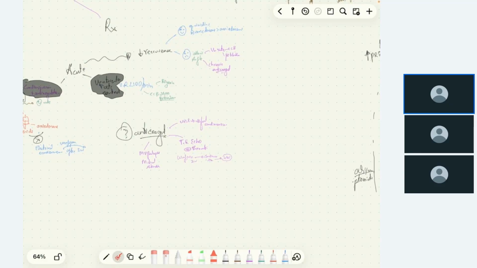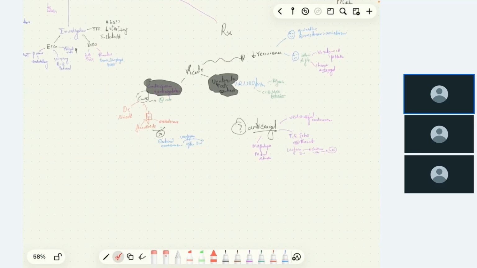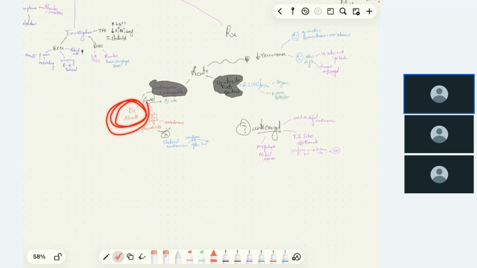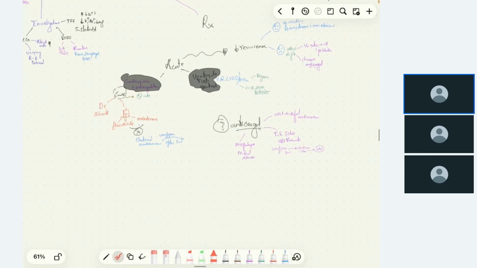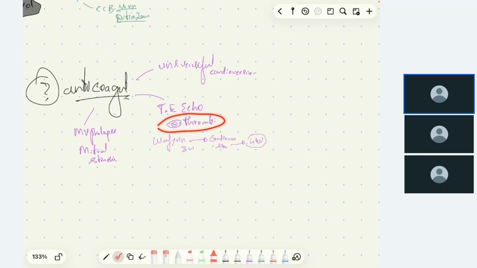On transesophageal echo, if we see thrombi, we should give warfarin therapy for 3 weeks. If you see the thrombi, don't do DC shock immediately because you may iatrogenically induce stroke or acute limb ischemia. Give warfarin therapy for 3 weeks, then do cardioversion, either pharmacological or DC shock. Then continue warfarin therapy for another 4 weeks after cardioversion.